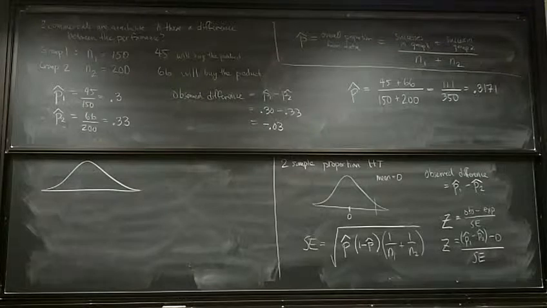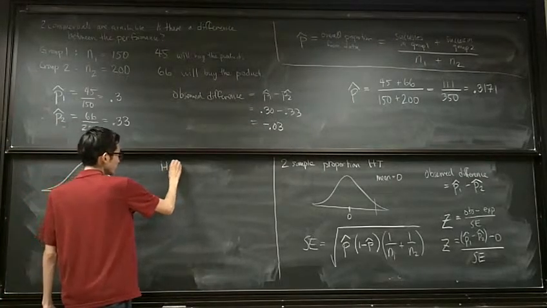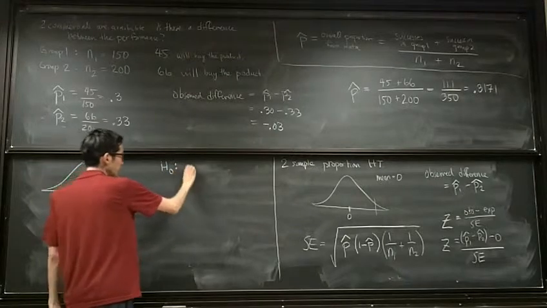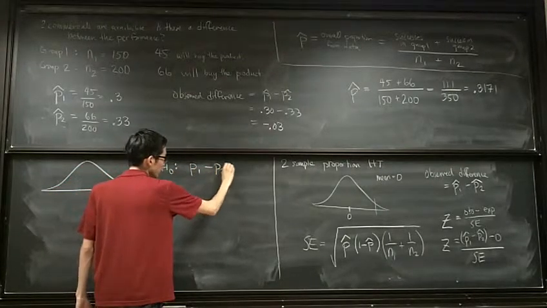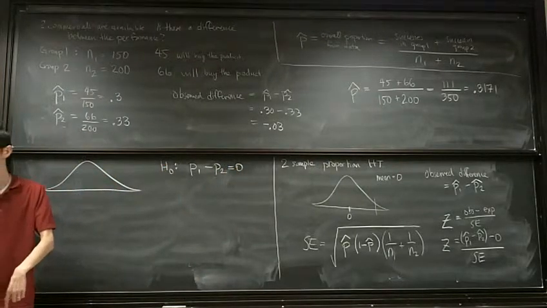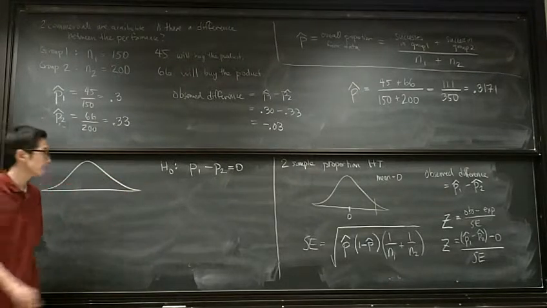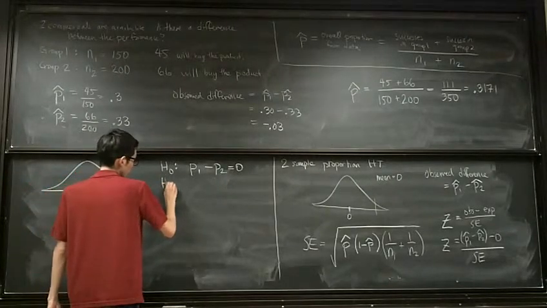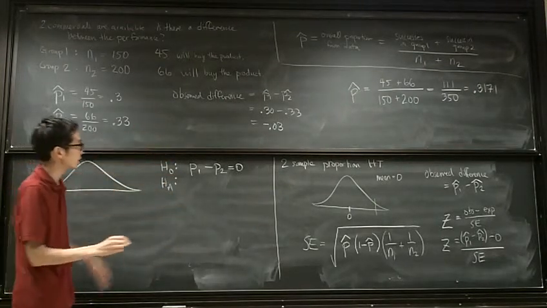Okay, so my null hypothesis, what is my null hypothesis? My null hypothesis is that the difference between the proportions of people who like the product after commercial 1 and commercial 2, that there's no difference between them. My alternative is that there is a difference, okay?